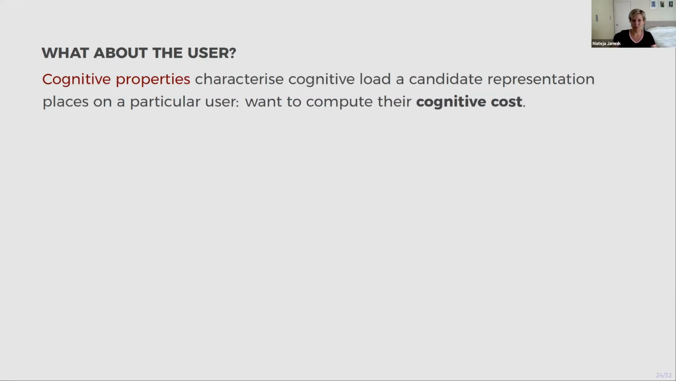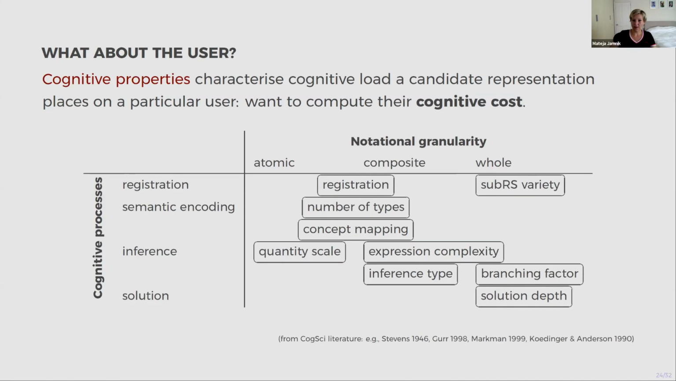But where do these cognitive properties come from? Well, here is some systematization of cognitive properties. It comes from the literature, and we have organized them in a particular way. You don't need to know all the details, I'll just pick out a few highlights in a second. We organize them according to the cognitive processes that they demand of you, and then by their granularity: are they very atomic, or very composite, and so on. Again, these come from the literature. We just put them together, systematize them, and organize them.